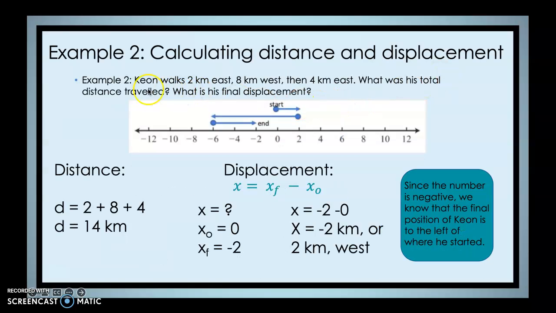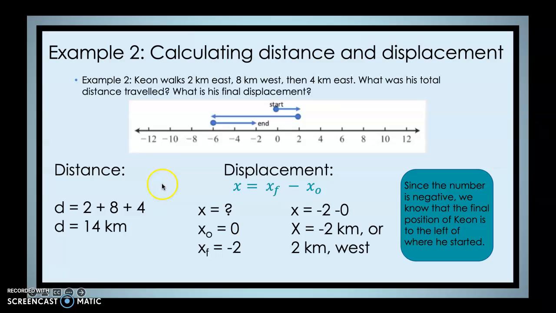Okay, let's look at this one. It's a little bit more complicated. Keon walks 2 kilometers east, 8 kilometers west, then 4 kilometers east. Total distance and final displacement. So for distance, we're going to have the 2 plus the 8 plus the 4, which gives us a total of 14 kilometers, which is what he actually moved.